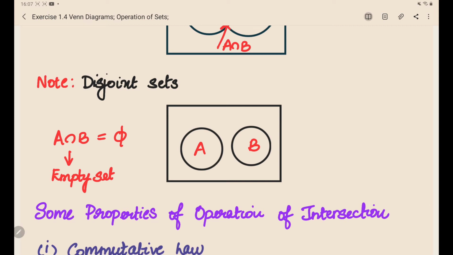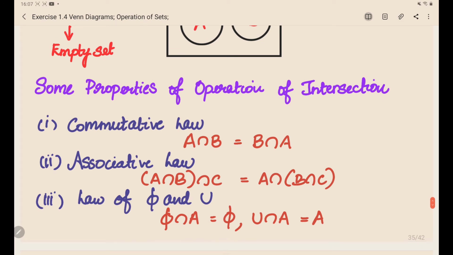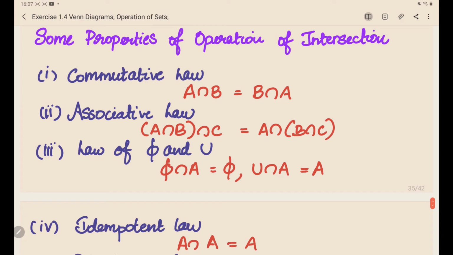I hope it's clear. Now let's discuss again the properties of the operation of intersection. Similar to what we have learned in union of sets, we have the same commutative and associative laws in intersection too. That is, A intersection B is the same as B intersection A. Again, the associative law: A intersection B intersection C. If you take the intersection of the first two subsets and then take the intersection with C, it's the same as taking the intersection of B intersection C with A. I hope it's clear. Law of phi and U.